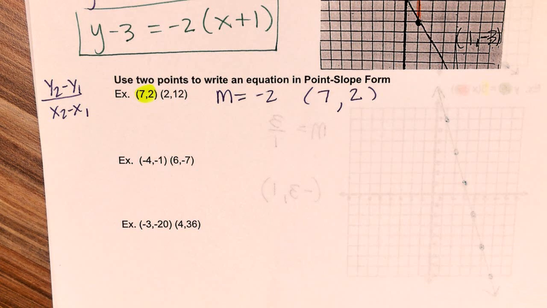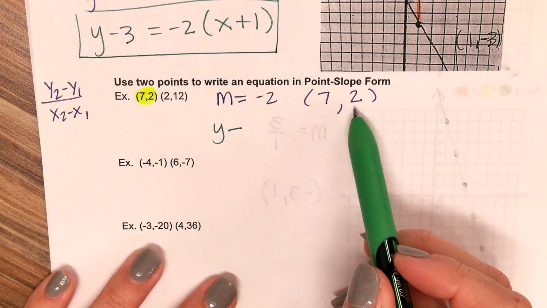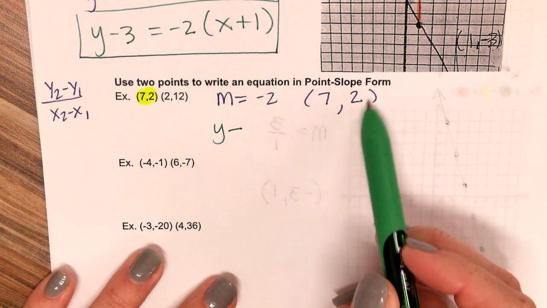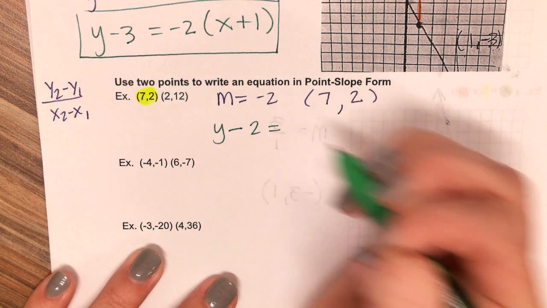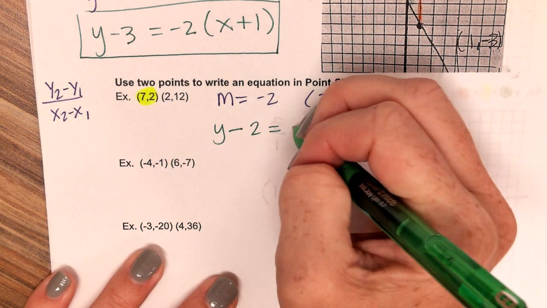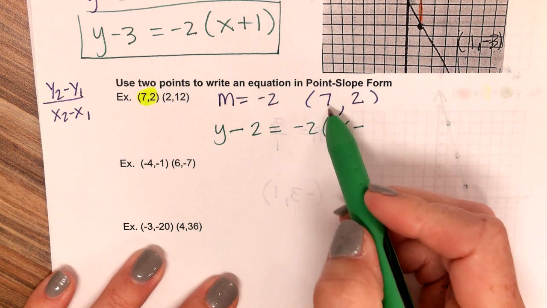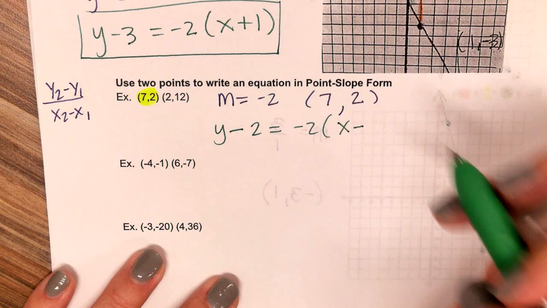Now I have to follow the formula. So I'm going to do y minus the y value. What is the y value? 2. Equals m, what's our m? Negative 2, open parentheses, x minus the x value, which is 7.